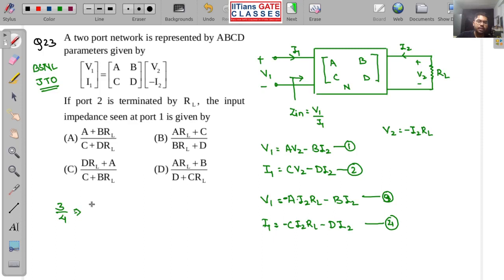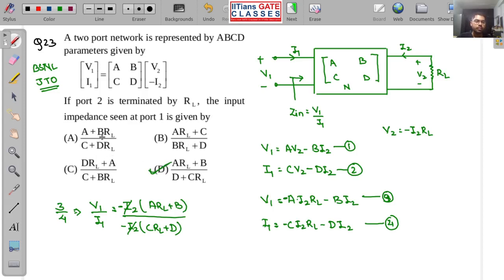So what you are getting? V1 by I1 is equal to, if I take minus I2 common, minus I2 times (A RL plus B), divided by minus I2 common again, (C RL plus D). So I2 gets cancelled. V1 by I1 comes out to be (A RL plus B) divided by (C RL plus D). So option D.